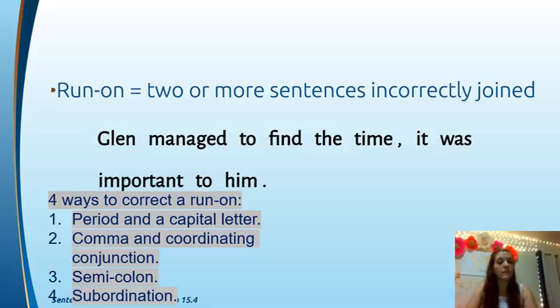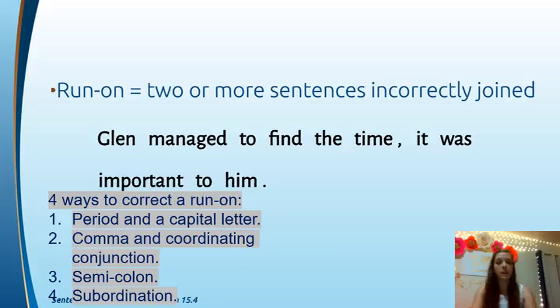Number 2 is that you would have a comma and a coordinating conjunction. So you already have your comma in between Glenn managed to find the time and it was important to him. So all you would need to do is put the and, okay? And you're about to see that on the next page and you have it in your notes. Glenn managed to find the time and it was important to him, because you remember your coordinating conjunctions are what? Fanboys. For, and, nor, but, or, yet, so. Okay?